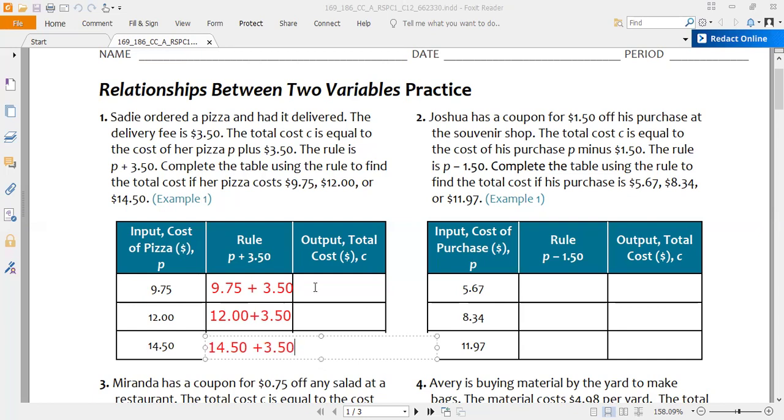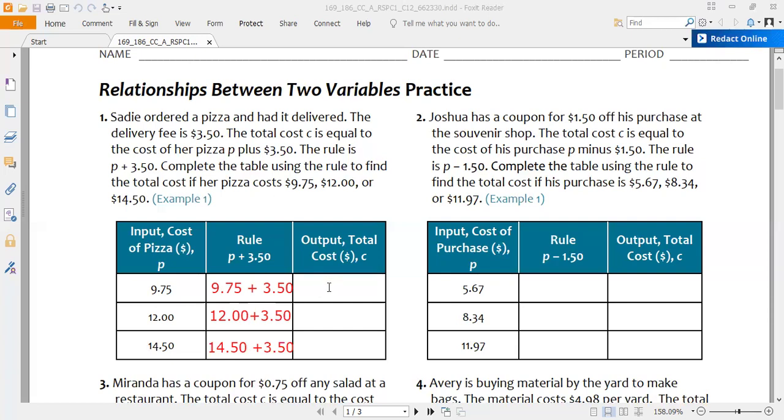You can see everything is related to a variable. If you have the cost of pizza, we say the pizza p, you can see here. Then we have a rule. A rule means defining that you need to add the delivery cost and the pizza cost. So we are adding the cost of pizza and then the delivery fee.